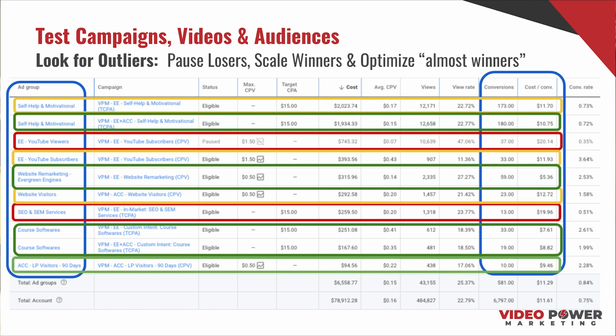And then we find these other ones, these yellow ones, where one's $12, one is $13. It's a little bit too expensive. What we can do with those is optimize them. We can switch up the headline, maybe the bid type, but we can do some work on them and we can fix them. So when you launch a campaign, look for the outliers. What's performing really well and what's not performing well, okay?